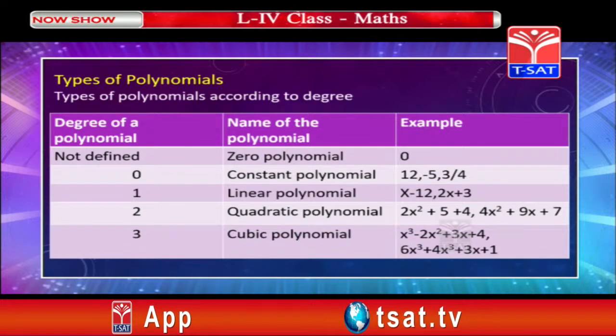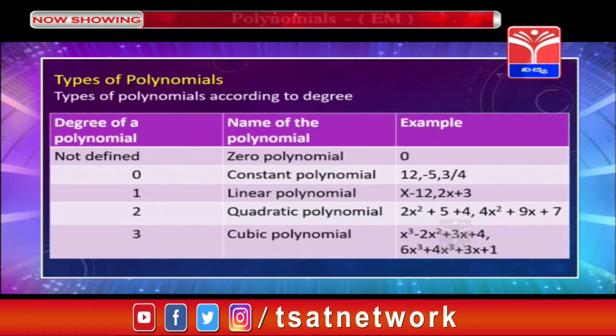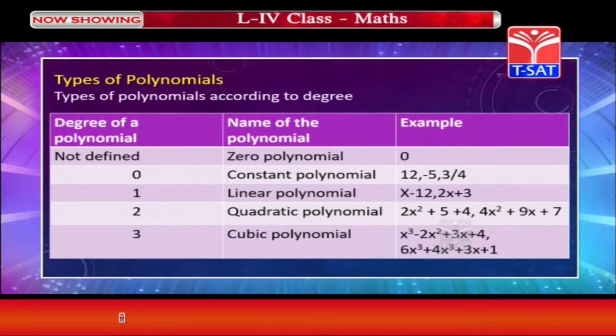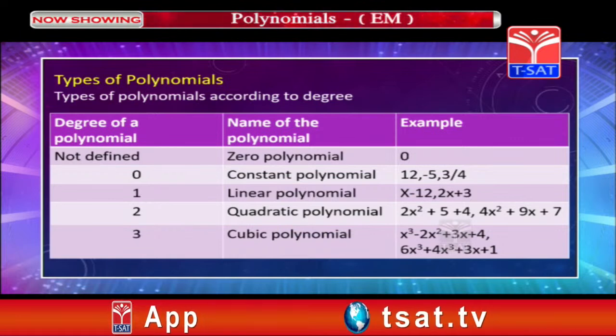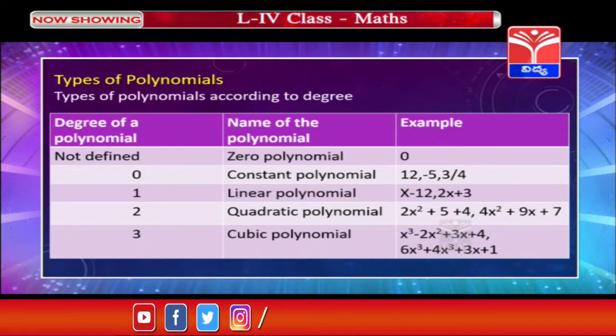Okay. And the next one, if you consider 2x square plus 5x plus 4, or 4x square plus 9x plus 7, the degree of each expression or each polynomial is 2. When the degree of the polynomial is 2, such polynomials are said to be quadratic polynomials.